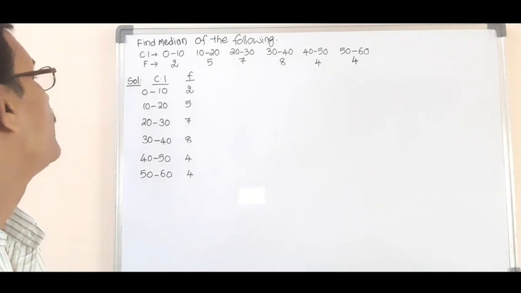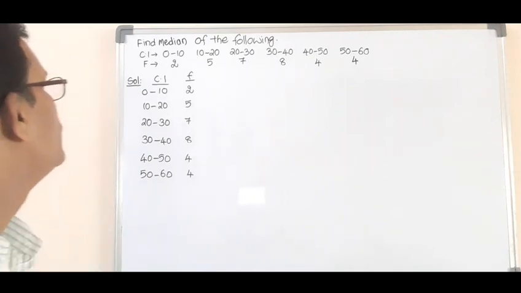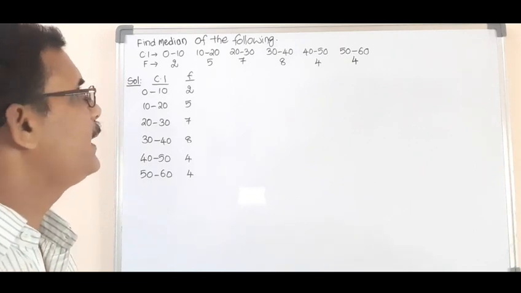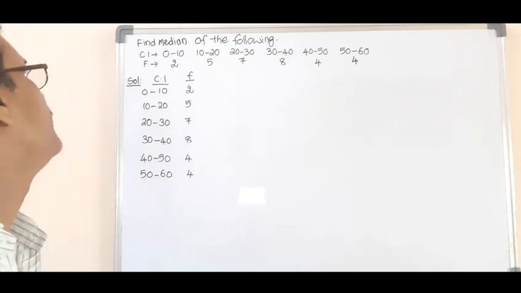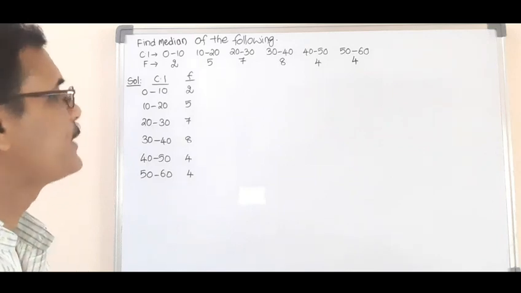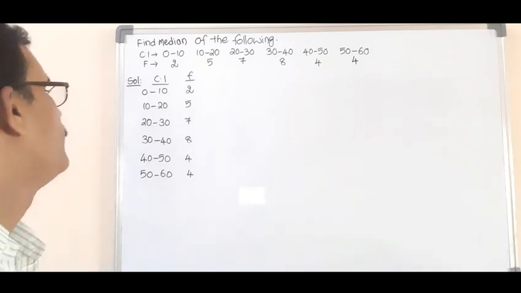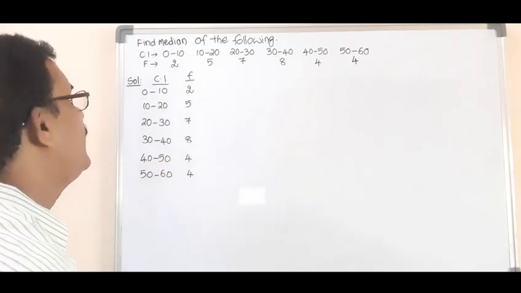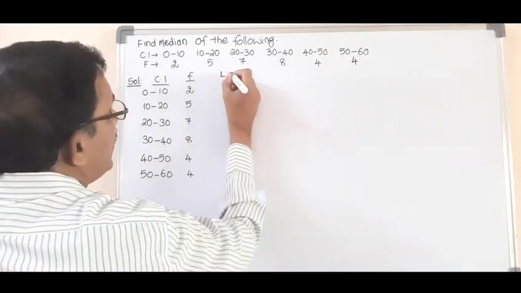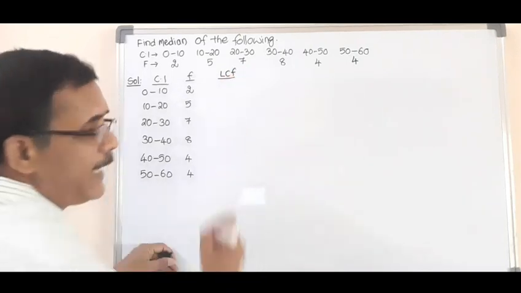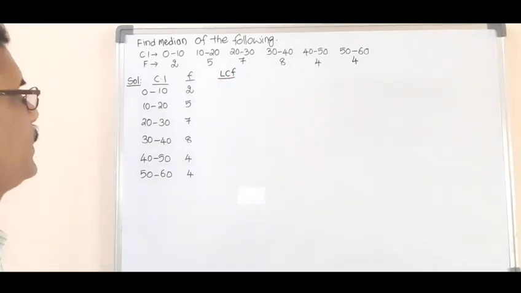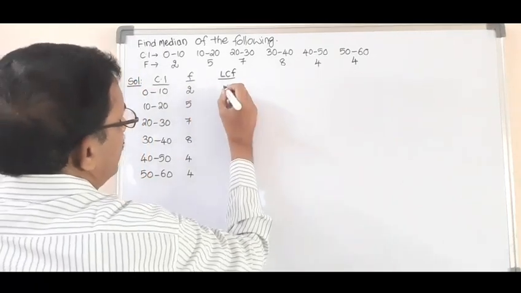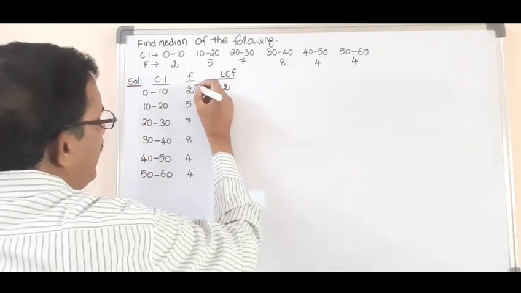Now find the median of the following. Class intervals 0 to 10, 10 to 20, 20 to 30, 30 to 40, 40 to 50 and 50 to 60. Frequencies 2, 5, 7, 8, 4 and 4. So we will take class intervals in the first column, frequency in the second column, and in the third column we will find LCF, that is less than cumulative frequency. How to find it? Observe. Here, the same frequency.